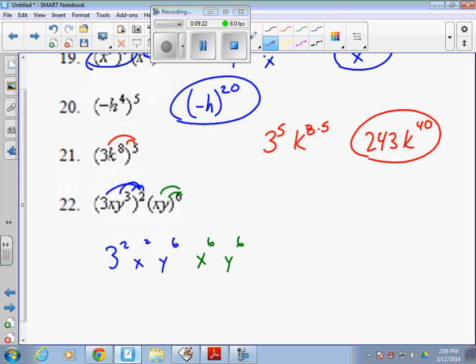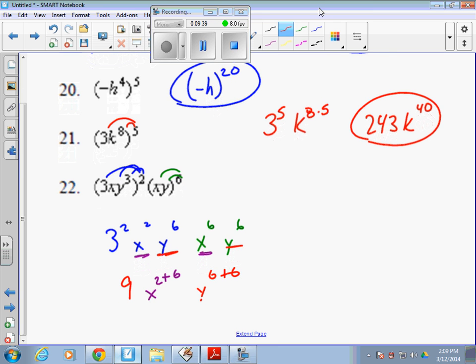You multiply the same bases, x and x, which means you add x to the 2 plus 6. And you do the same thing with your y's. Y to the 6 times y to the 6 means y to the 6 plus 6. Bring your 3 squared down, which means 3 times 3. So when we simplify this, you have 9x to the 2 plus 6 is 8. Y to the 6 plus 6 is 12. 9x to the 8th, y to the 12th.